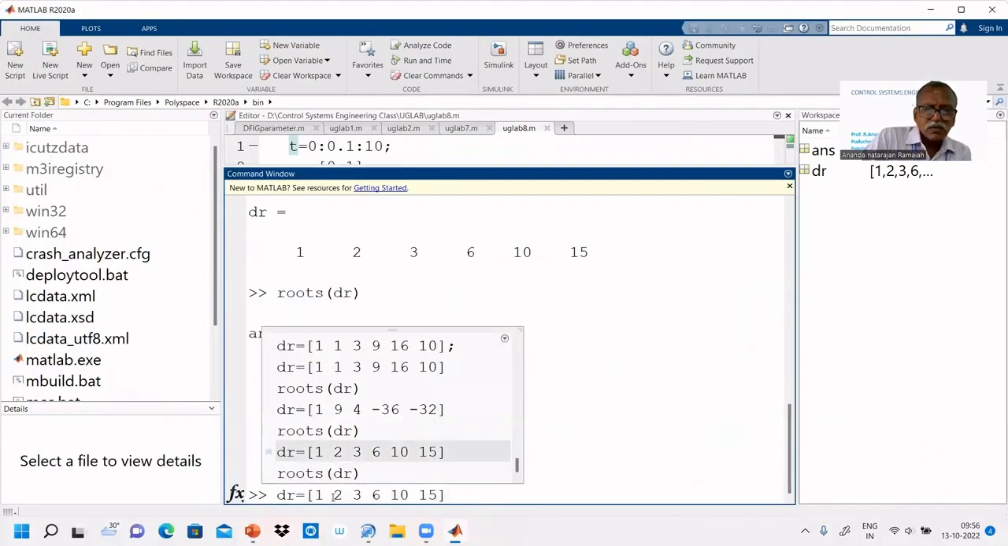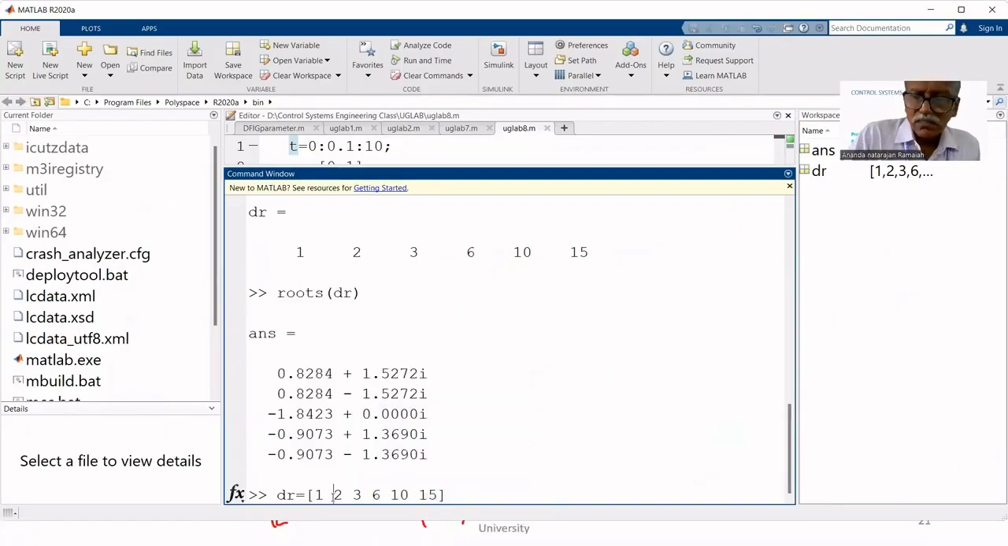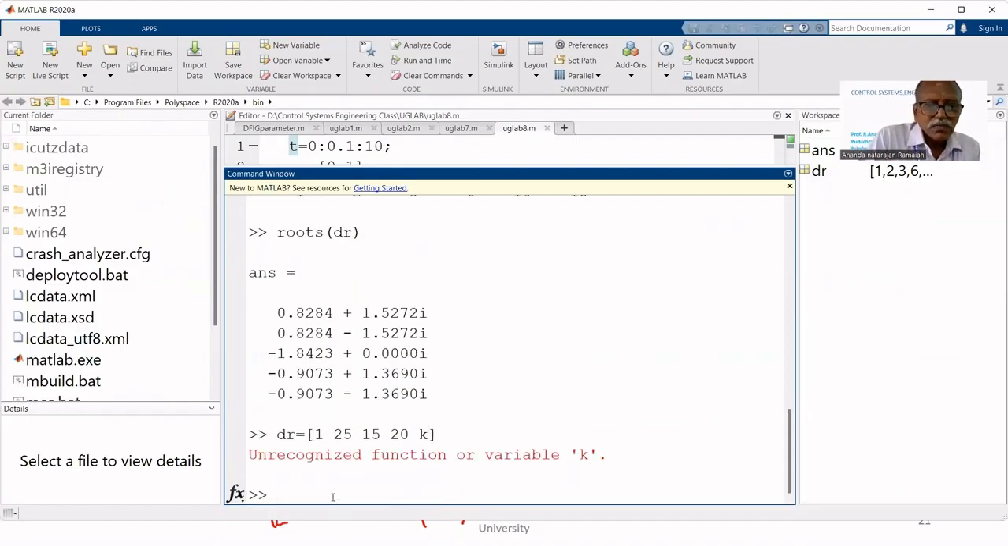Tell me the coefficients. 1, 125, 15, 20, 20, k equal to 11.36. We can also enter k as a variable. That is also possible. We can vary k. K equal to 11.36.